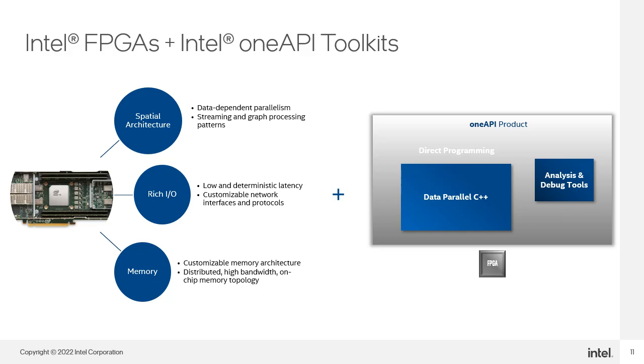FPGAs are great for data-dependent parallelism workloads where spatial architecture and pipelining is the key differentiator from other architectures. FPGAs have programmable low-latency IOs for accelerator-to-accelerator and accelerator-to-host communication. FPGAs have flexible on-chip memory architecture that allows developers to create multiple banks for parallel reads and writes, or to move large amounts of data using a high bandwidth memory-enabled board. By simply using oneAPI to target FPGAs as accelerators, we can take advantage of the strengths of FPGAs in targeting workloads and get efficient performance.